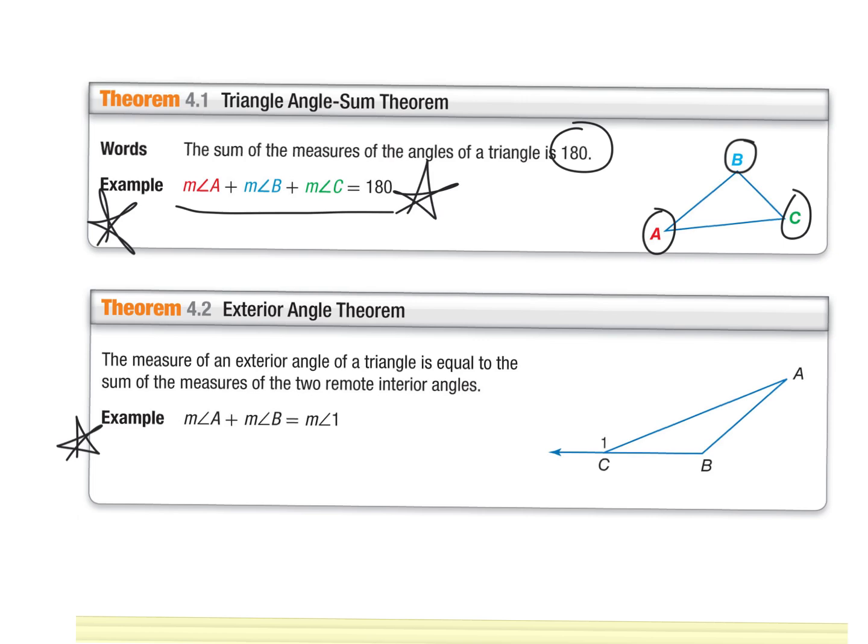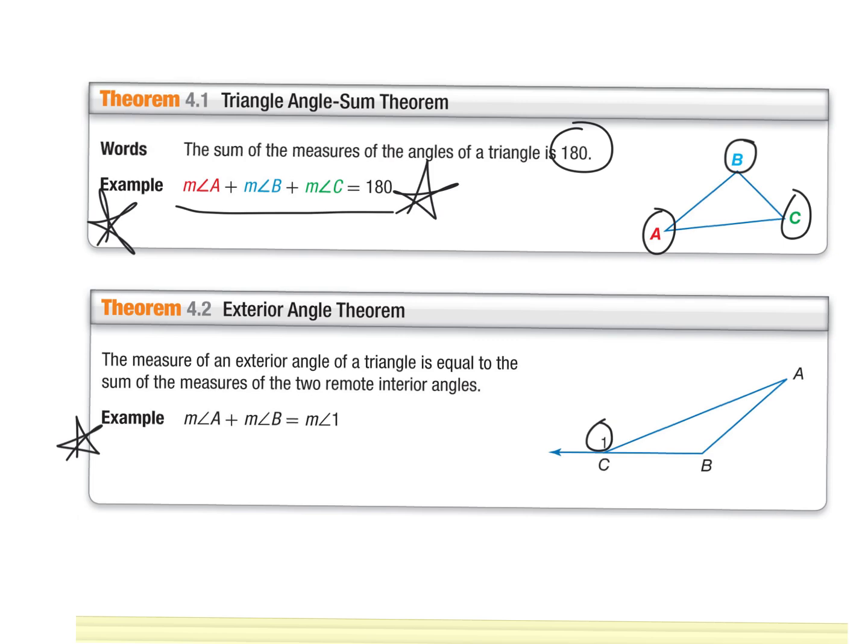So, exterior angle. What does exterior mean? The outside angle. Okay, we have this triangle, but then we have this angle 1 that's on the outside. If I have angle 1, what we learned before, I have angle 1 and I have this angle right here. What do those make? What's the angle pair relationship? 180 degrees.